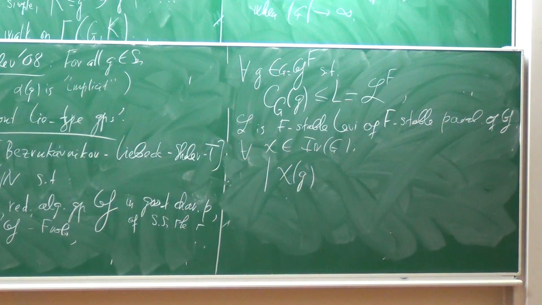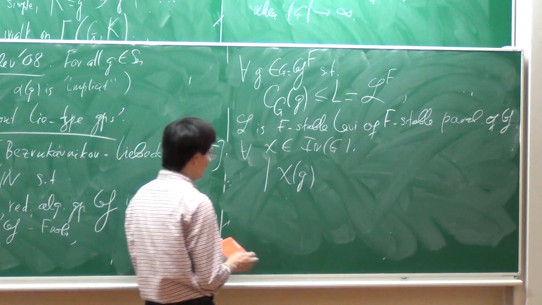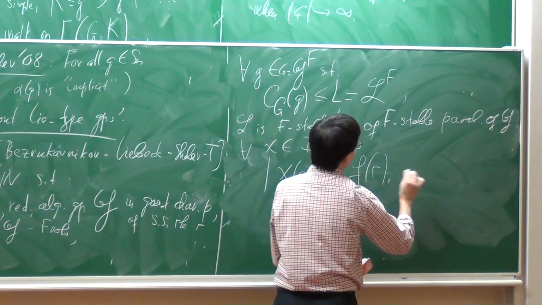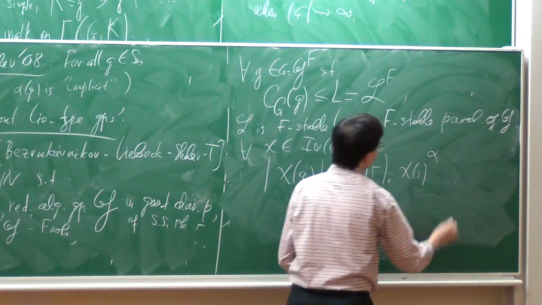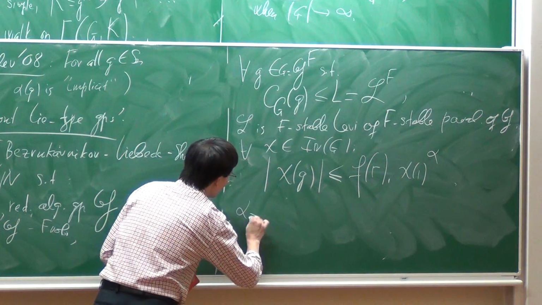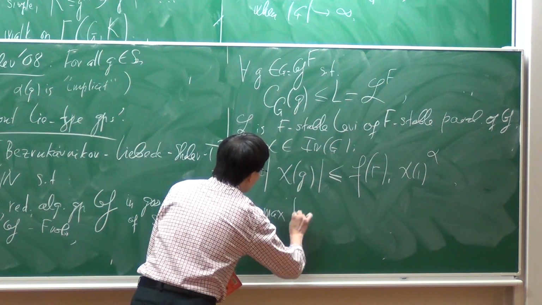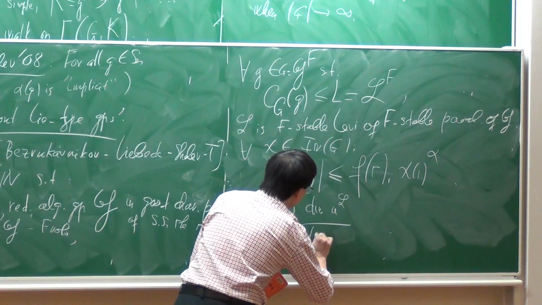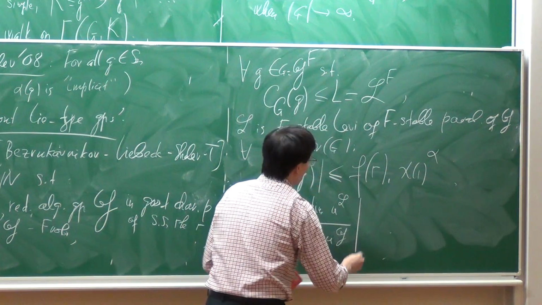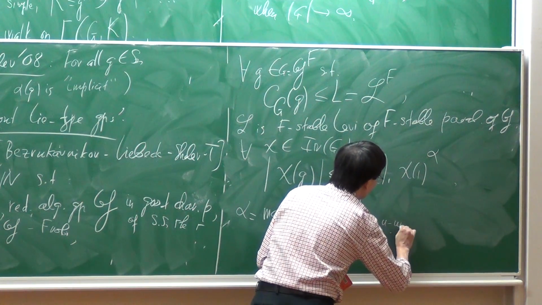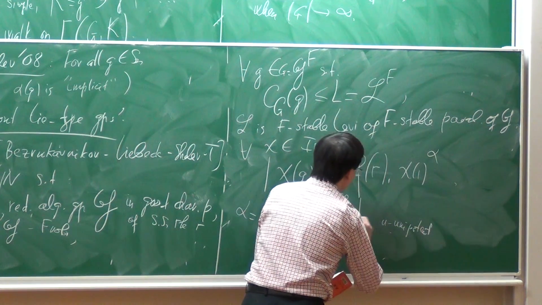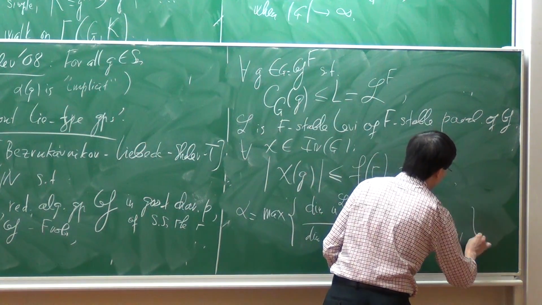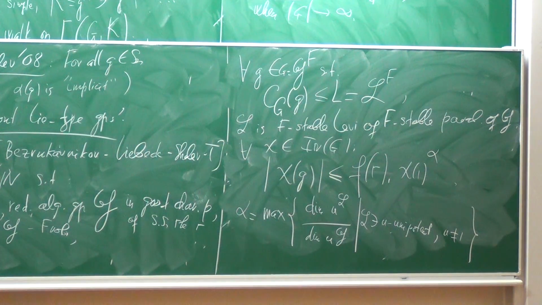Sorry, I haven't defined the exponent. Maybe I can do it now. It is at most f of the rank times q to the alpha. So what is alpha? Alpha is the maximum of the dimension of the class of u in L divided by the dimension of the class of u in G, where u is unipotent, u is in L, and u is not 1. Okay, so that's the formulation of the theorem.